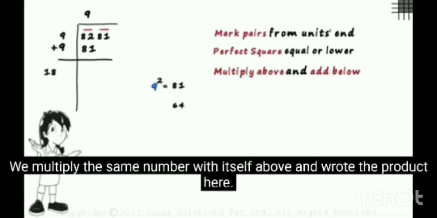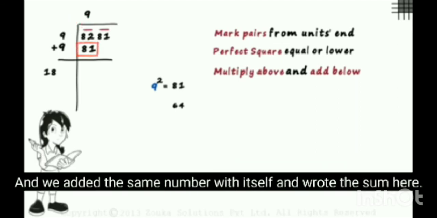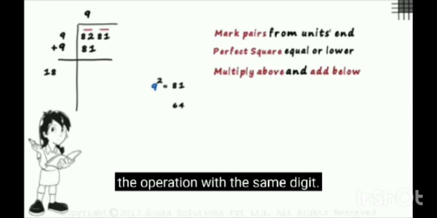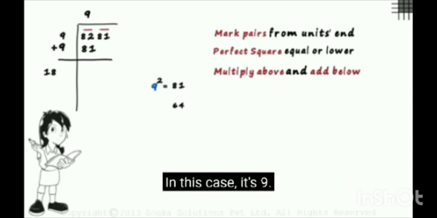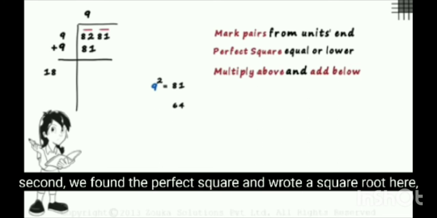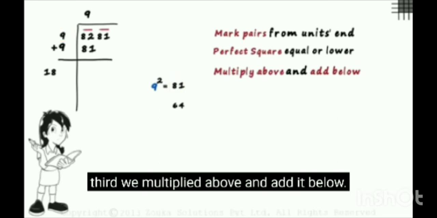We multiplied the same number with itself above and wrote the product here. And we added the same number with itself and wrote the sum here. Remember, when we multiply or add, we're doing the operation with the same digit. In this case, it's 9. So we have completed 3 steps. First, we found the pairs from the right. Second, we found the perfect square and wrote its square root here. Third, we multiplied above and added below.